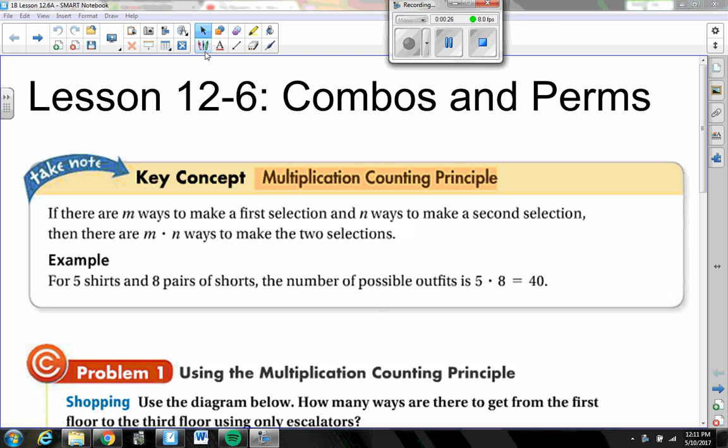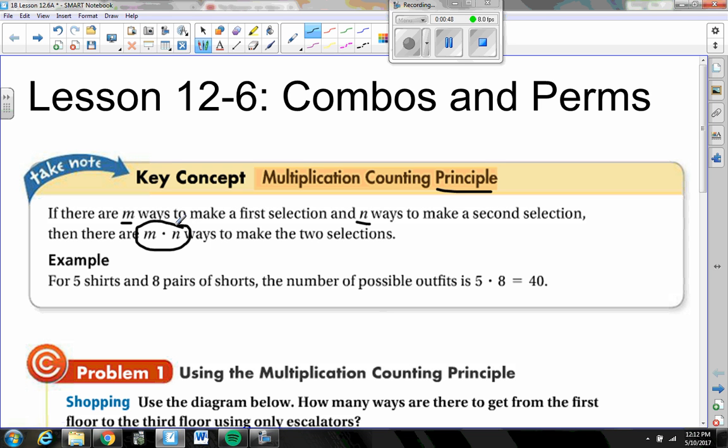Okay? The basic principle of this section is called the multiplication counting principle, and basically what it says is if there are m ways to do one thing and there are n ways to do a second thing, then in order to find the total ways to do those two things, you multiply the numbers together.